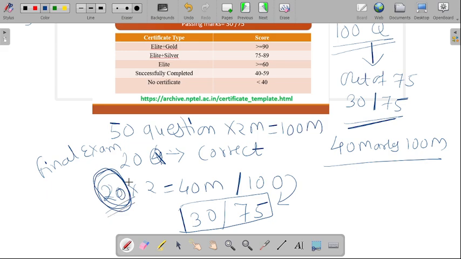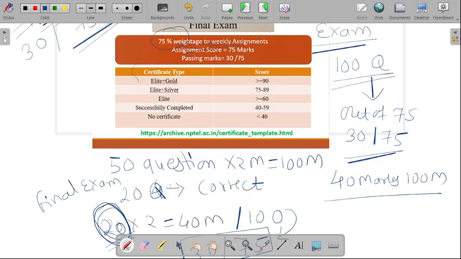And if you score more, then depending on the marks, you will get the certification. So there are different certification types. If you score greater than or equal to 90, you will get the Elite Plus Gold certificate. If you score 75 to 89, then you will get the Elite Plus Silver grade certificate. If you score 60 or more, then you will get the Elite certificate. If you get a score between 40 to 59, then you will get a certificate for successfully completed. And if you score less than 40, then you will not get the certificate.